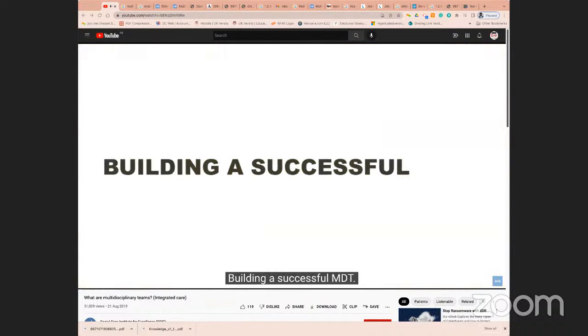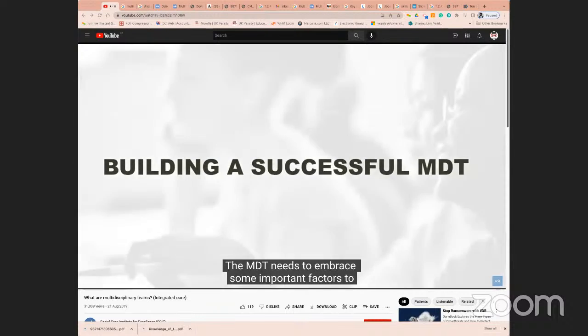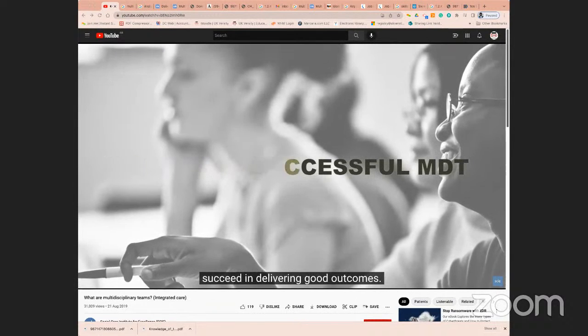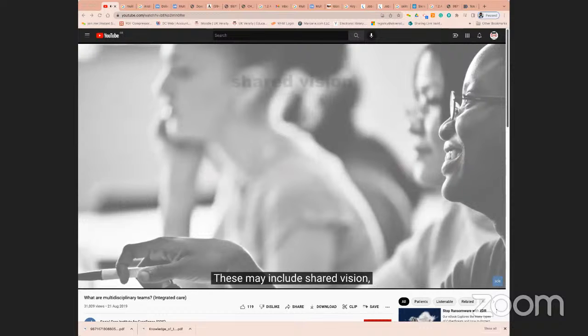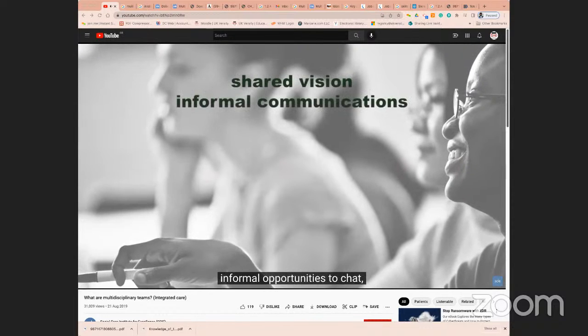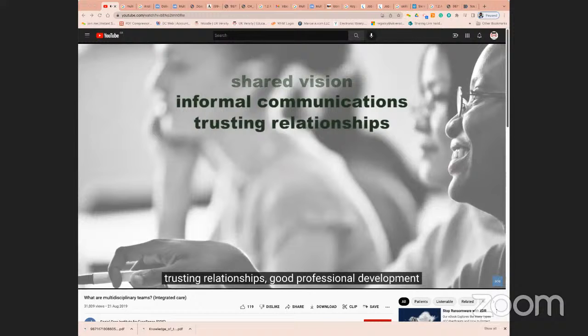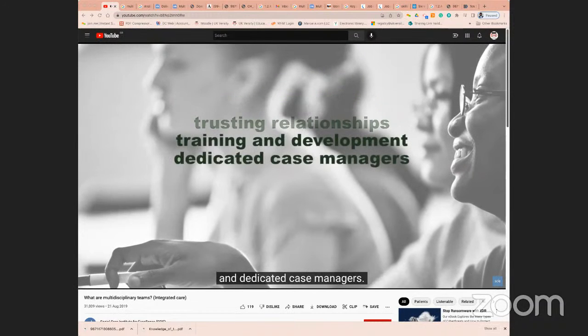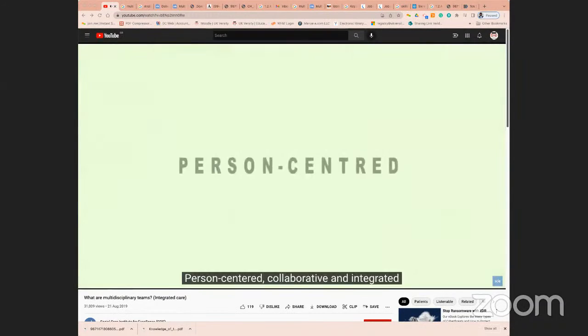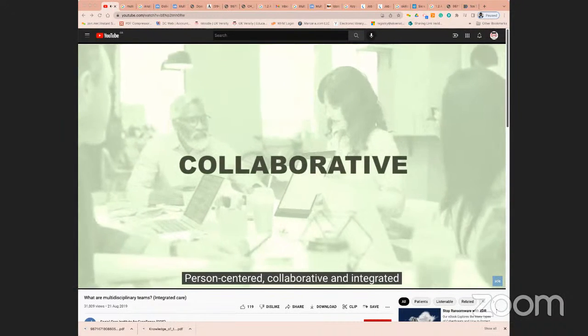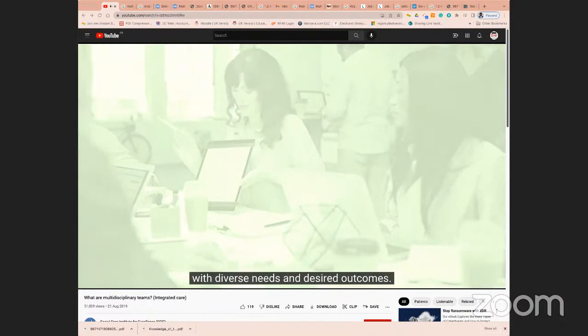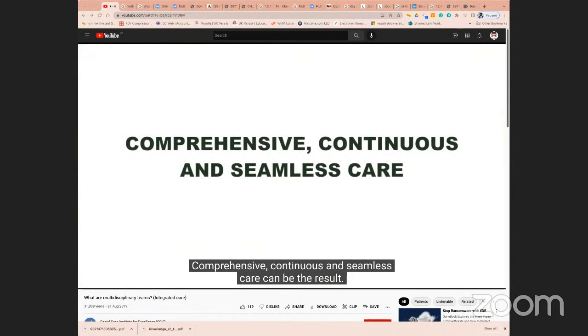Building a successful MDT. The MDT needs to embrace some important factors to succeed in delivering good outcomes. These may include shared vision, informal opportunities to chat, trusting relationships, good professional development, and dedicated case managers. Person-centred, collaborative, and integrated. A multidisciplinary team working together can deliver excellent results for a wide range of people with diverse needs and desired outcomes. Comprehensive, continuous, and seamless care can be the result.